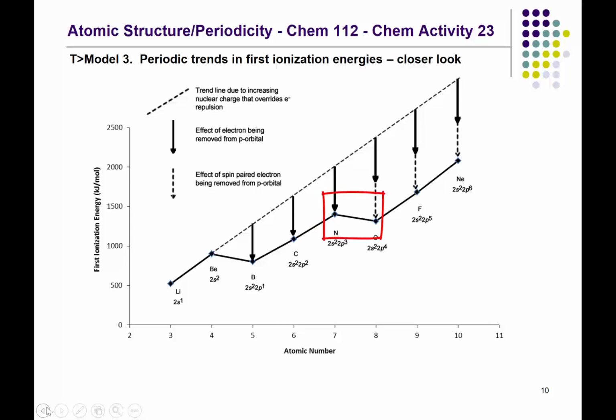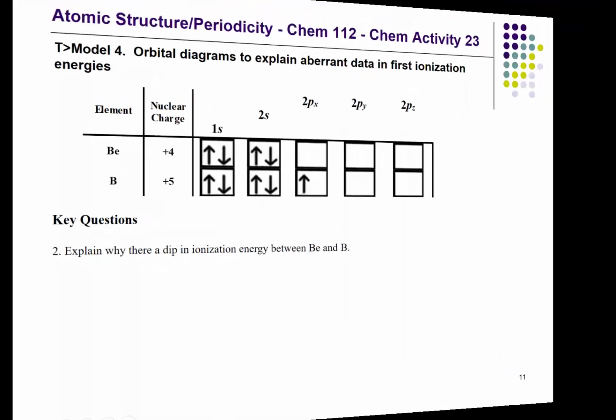In going from nitrogen to oxygen, in fluorine and neon, you'll see in a sense that all of those ionization energies are yet further reduced. And this has to do with the fact that the electrons are being removed from spin-paired orbitals. Okay, now that's an overview. I'd like to get down, in a sense, to a little more nitty-gritty in the actual explanation.